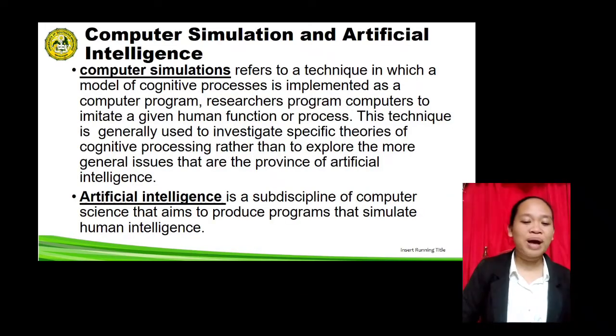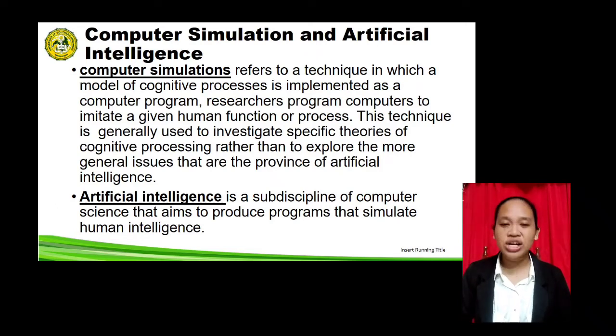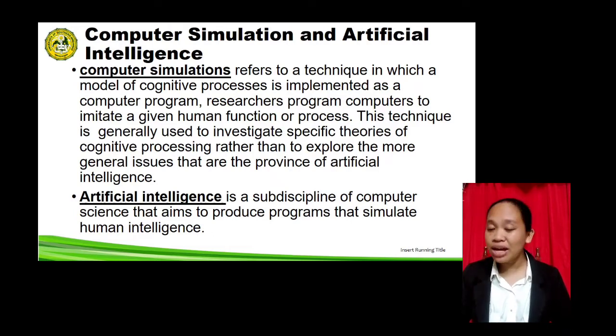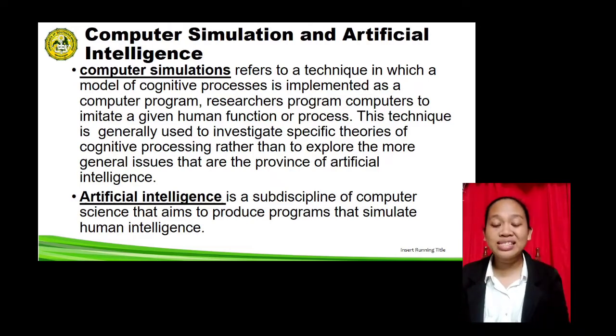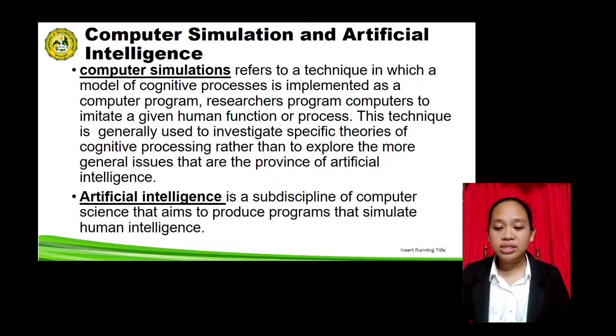And now let's tackle computer simulation and artificial intelligence. So, digital computers have had indirect and direct influence in the emergence of the study of cognitive psychology. The influence is indirect through models of human cognition based on models of how computers process information. On the other hand, it is a direct influence through computer simulations and artificial intelligence.